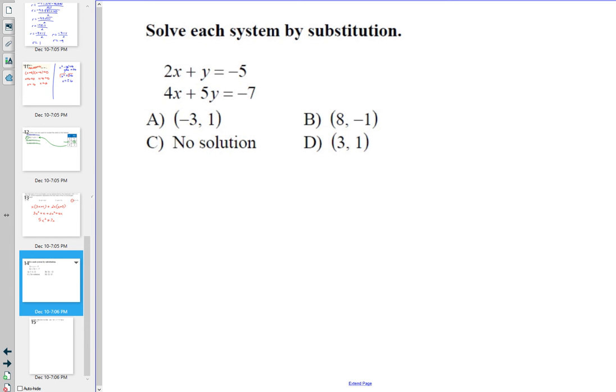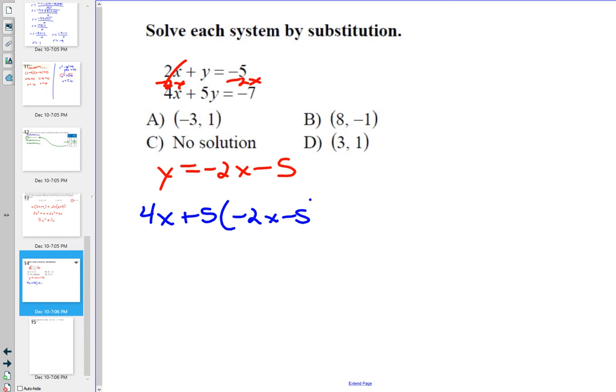What would be the best variable to solve for? Which y? The first one. Yeah, the y on top. So if I were to do minus 2x and minus 2x, I could say that that top y is equal to negative 2x minus 5, and that's what I'm going to substitute. 4x plus 5 times negative 2x minus 5 is equal to negative 7.